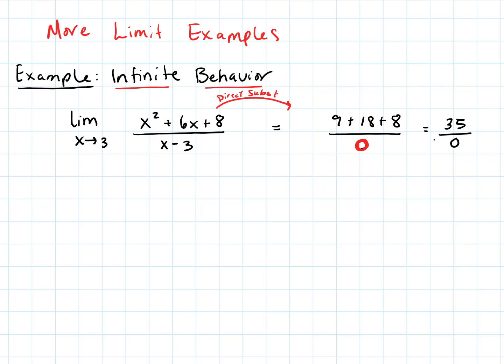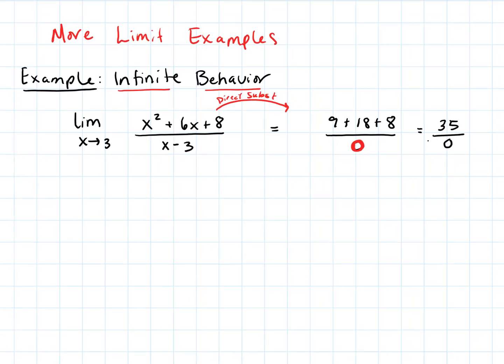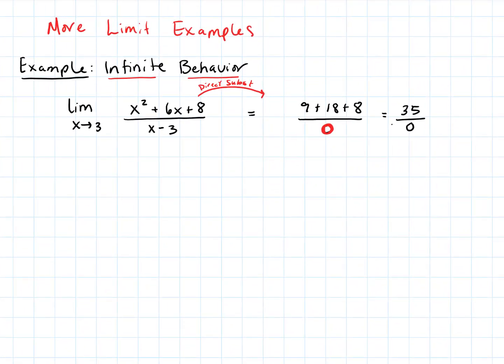We always have to pause for a second after we do our little direct substitution. That's always our start. And we pause for a second and we think, what can that mean for me, right? It means something. It's not my answer. 35 divided by 0 is not an acceptable answer. Obviously, division by 0 is undefined. So what does it mean? It means we need to do something more.